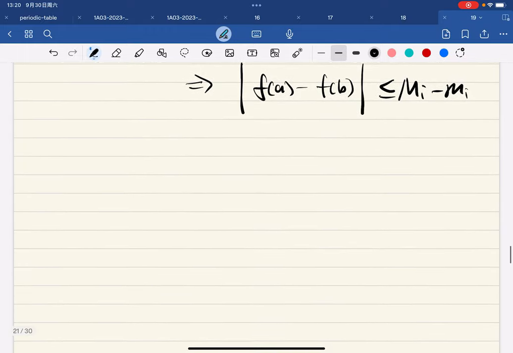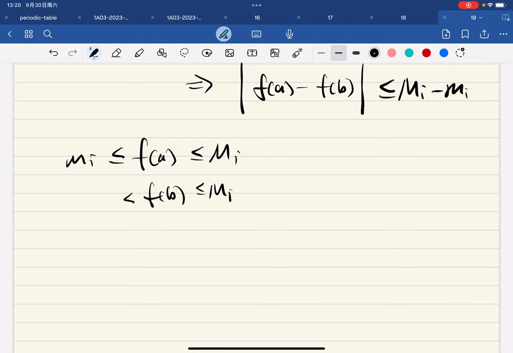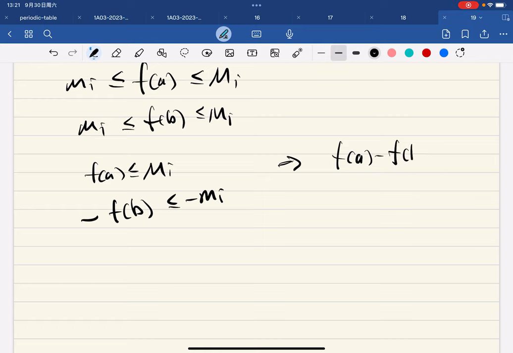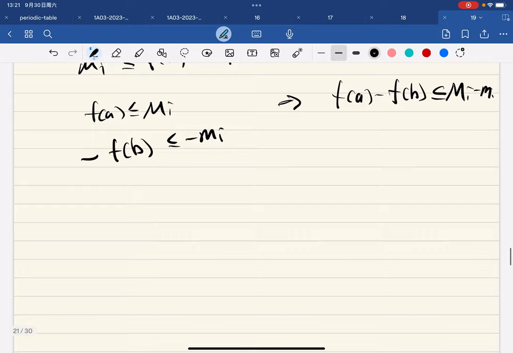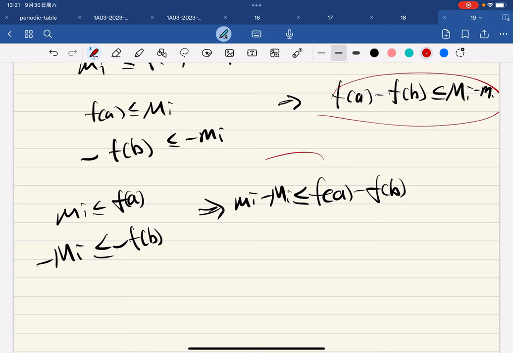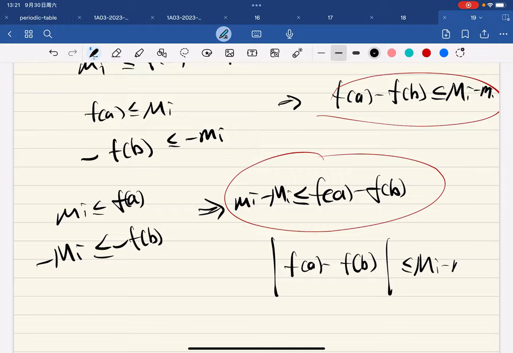Well, to prove this, we know that by definition, f(a) is less than or equal to M_i, and negative f(b) is less than or equal to negative m_i, which means that f(a) minus f(b) is less than or equal to capital M_i minus little m_i. And again, f(a) is greater than or equal to m_i, negative f(b) is greater than or equal to negative M_i. It gives that f(a) minus f(b) is greater than or equal to m_i minus M_i. So if we combine these two, it gives the absolute value of f(a) minus f(b) bound. Right, so we're done.